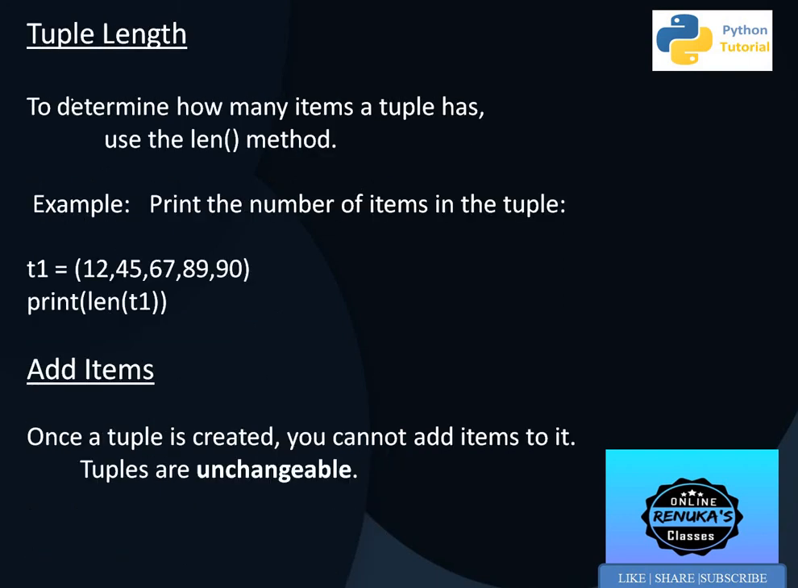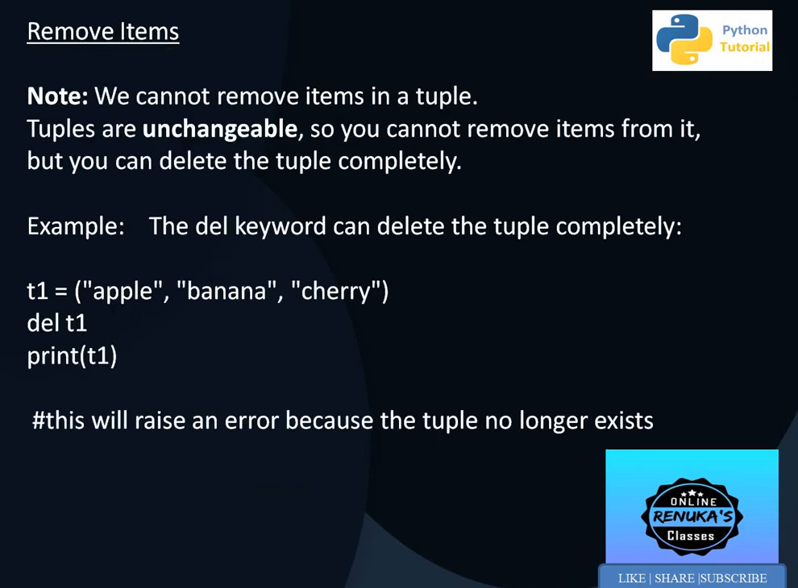Next is tuple length. Tuple length means number of items in a tuple, like 1, 2, 3, 4, 5. So here the output will be 5. So with the help of length keyword or length method, we can find out the length of the tuple. Then add items. We cannot add items to a tuple because tuples are immutable. Then remove items. Again we cannot remove single items from a tuple because tuples are unchangeable, but we can delete the complete tuple with the help of del keyword.